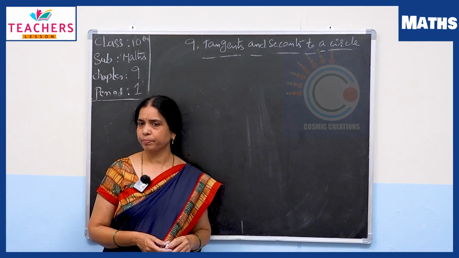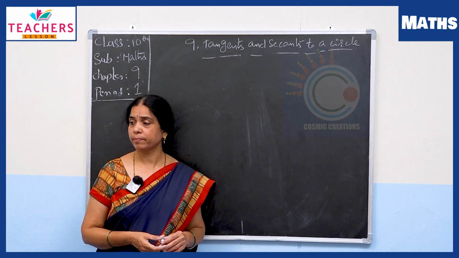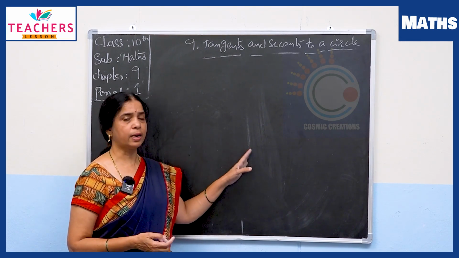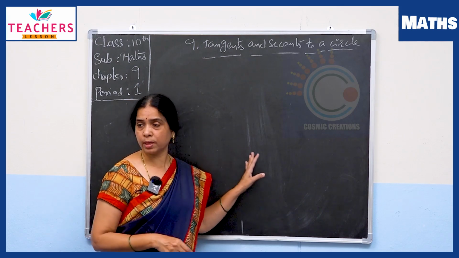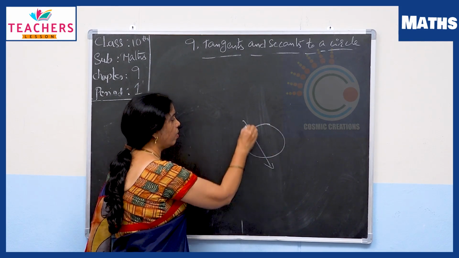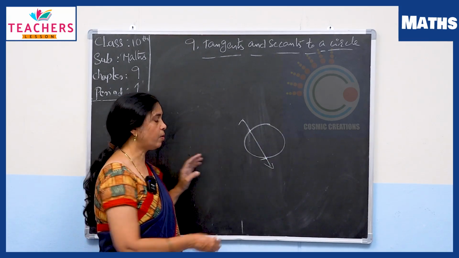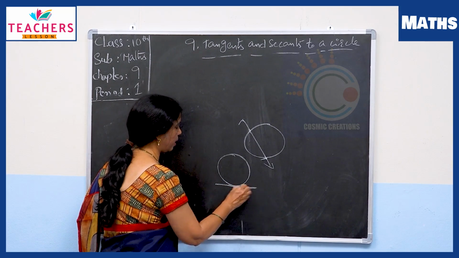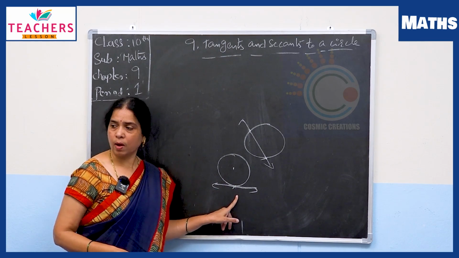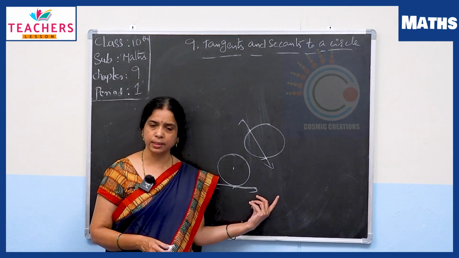What have you learnt today? We have learnt a tangent and a secant. What is a tangent? A line that touches the circle at one and only one point is called a tangent to the circle. What is a secant? Any line intersecting the circle at two points is called a secant of the circle. The common point is called the point of contact. The angle between the radius at the point of contact and the tangent is 90 degrees.